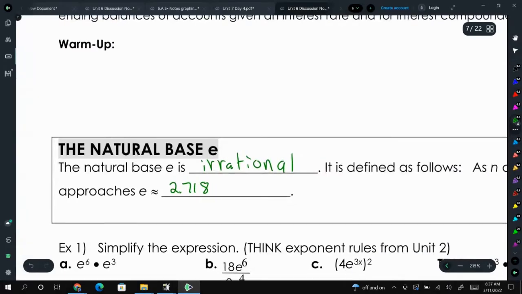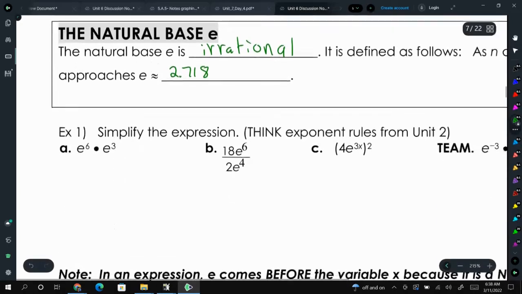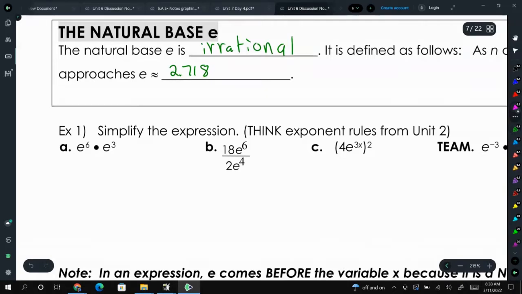So when we see e, we need to realize that it is not a variable, it is an actual value, something we can calculate. Now, using the exponent rules from Unit 2, we can treat it the same way. So e to the 6th power times e to the 3rd power, we have two things being multiplied, so we add the exponents. This is going to be e to the 9th power.